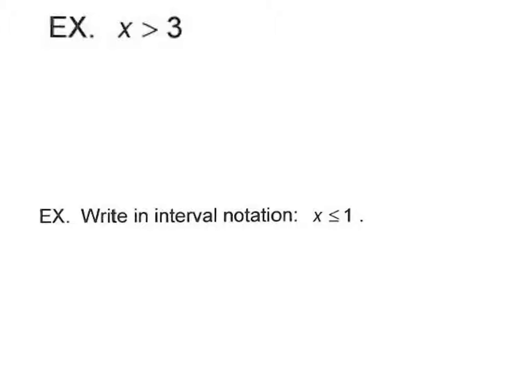Same instructions for x greater than 3. So let's do the number line first. Here's 3. Greater than 3, with all the numbers that are bigger than 3 are to the right of 3. So that would be forever to the right, which is towards positive infinity. And then I don't have an equal to on the greater than symbol, so it's going to be a parentheses.